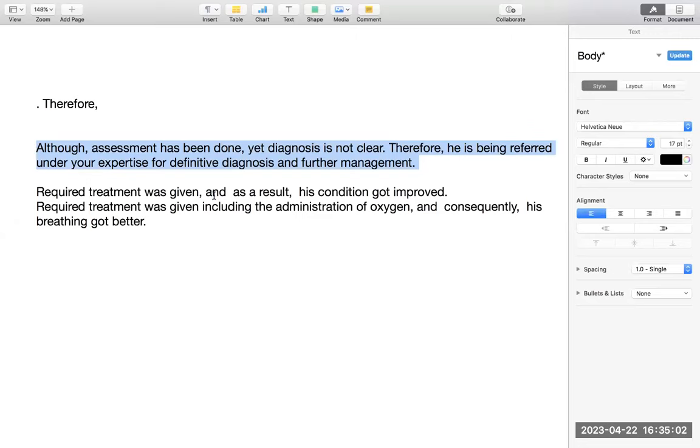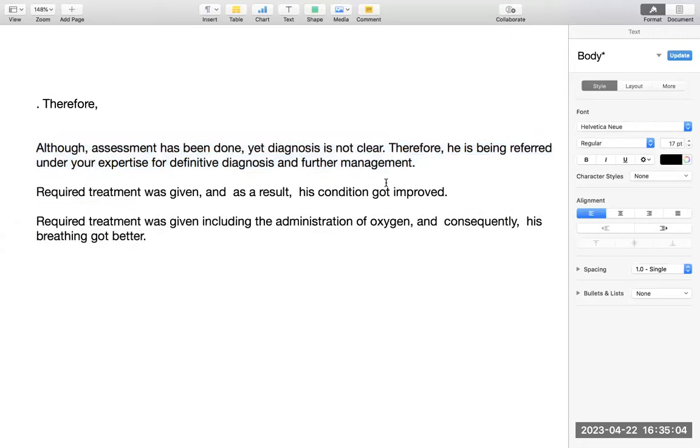So required treatment was given and a positive thing happened, and as a result, his condition got improved. Or we can use consequently: required treatment was given, including the administration of oxygen, and consequently his breathing got better. So these are the small things of OET. So connector will always be like and, but.